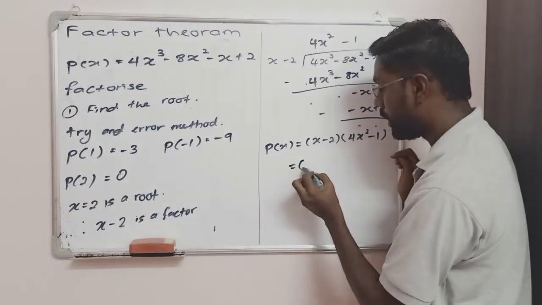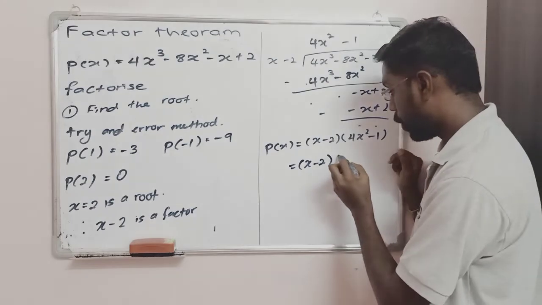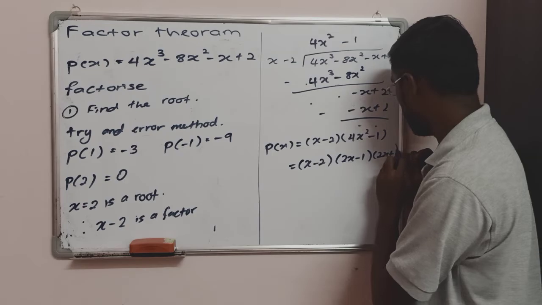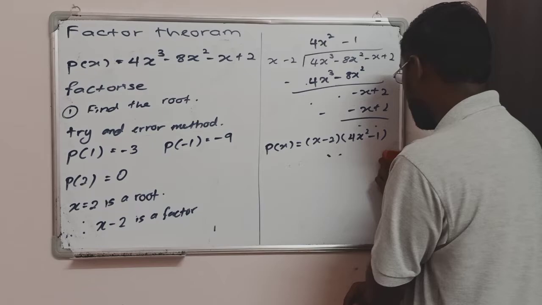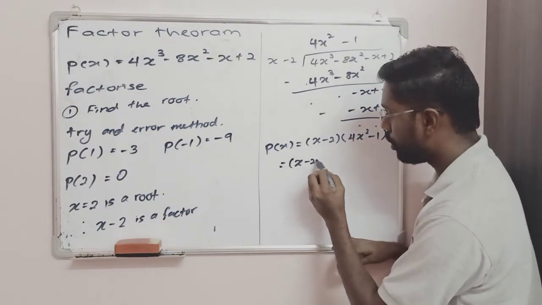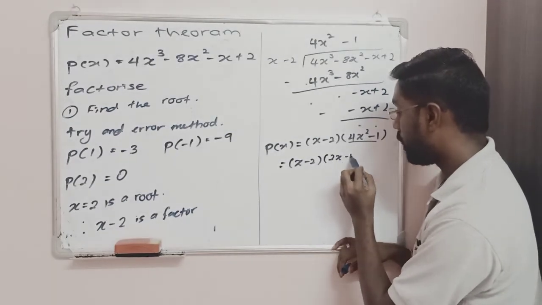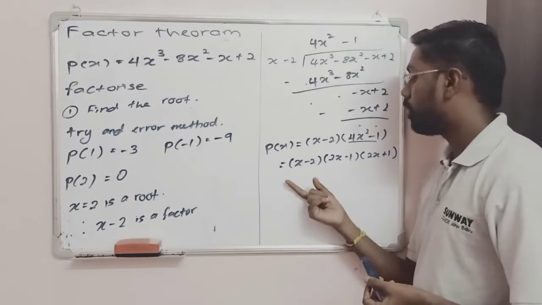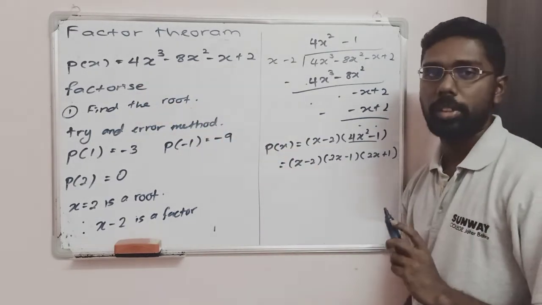I can rewrite this as x minus 2, and I want to factorize this polynomial. So it's going to be 2x minus 1, 2x plus 1. To factorize completely means I go for the lowest order of x. So it's going to be x minus 2, and when I factorize 4x squared minus 1, it is going to be 2x minus 1, 2x plus 1. So this is the complete factorization of the cubic polynomial given here.